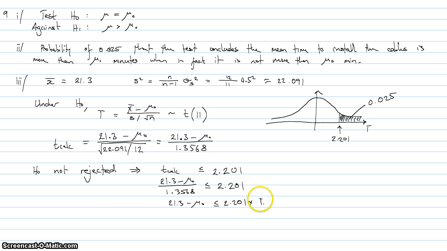So in other words, 21.3 minus mu naught must be less than or equal to 2.201 times 1.3568. In other words, mu naught needs to be greater than or equal to 18.31370. So mu naught should be greater than or equal to 18.4, rounding to 3SF. And you notice that I've rounded up so that I'm inside the region. Okay?